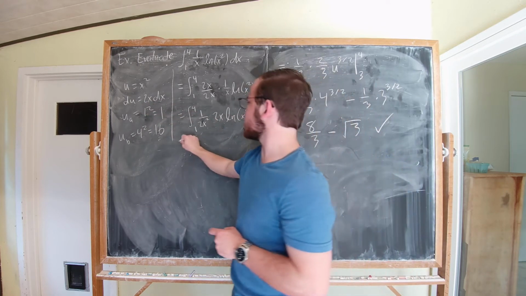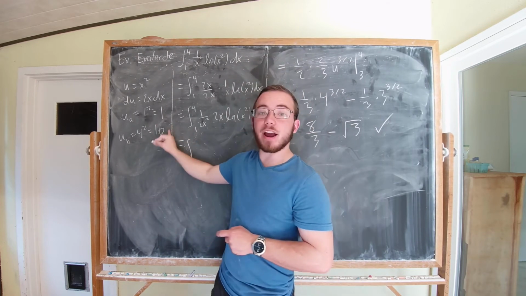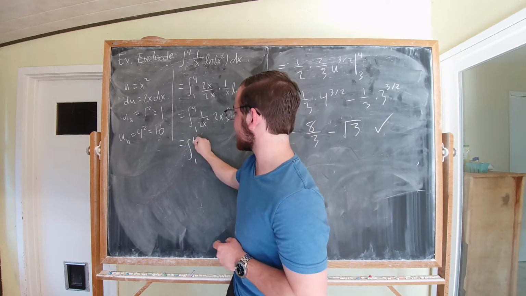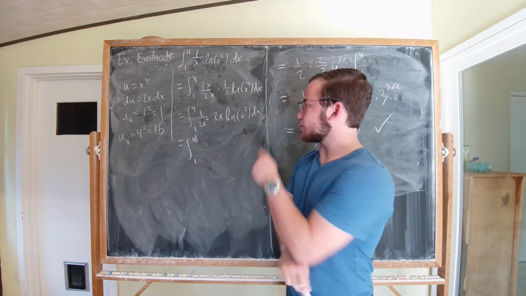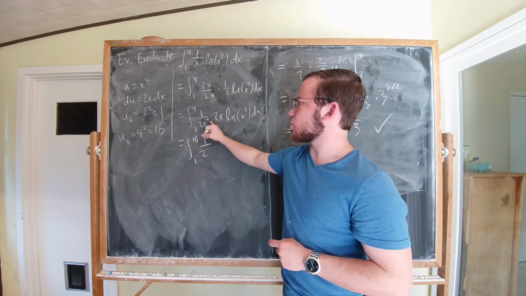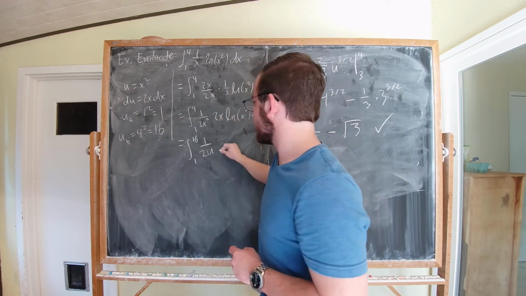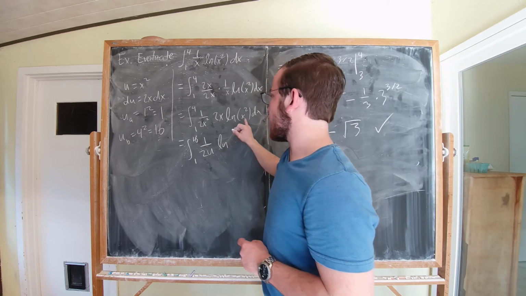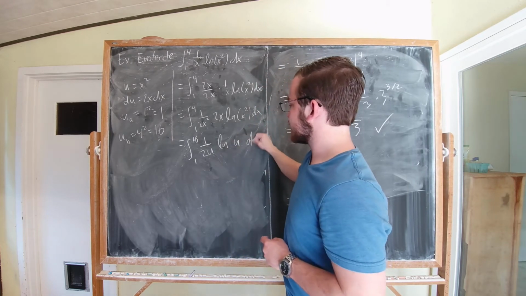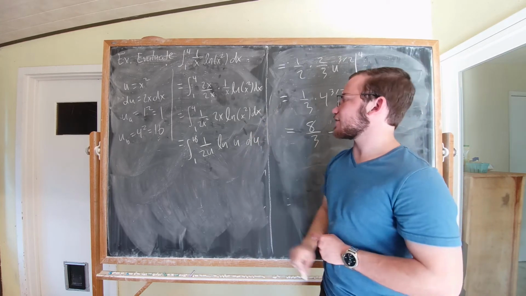And then if you did the u-sub, that'd be the integral from new lower and upper bounds 1 to 16 of 1 divided by 2, what's x squared in terms of u? Well, it is just u. So we have 1 over 2u times the natural log of u du. That's our u. That's our du.